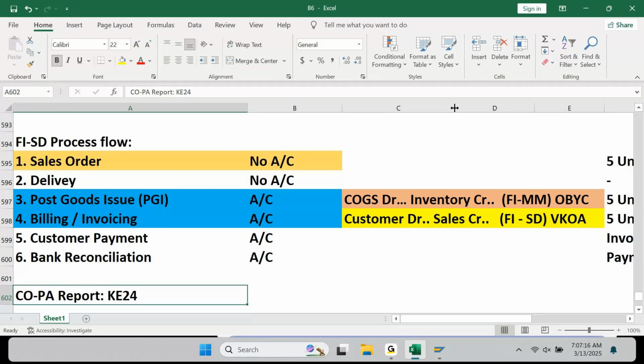Do you tell you created a sales order? No, sir. Do you tell you created a delivery? No, sir. Do you tell you created PGI? No, sir. Do you tell you created billing? No, sir.